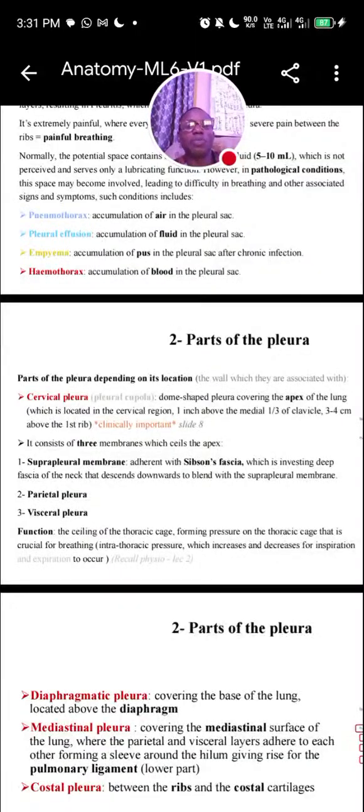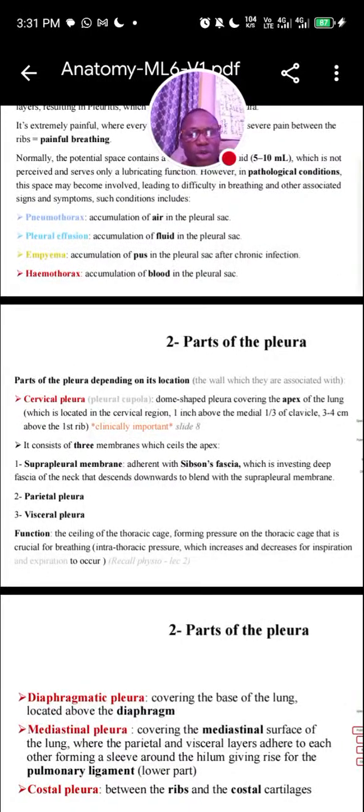Let's make progress. We said the cervical pleura is dome shaped. What else was dome shaped that we talked about? The diaphragm. You see how we are tapping these things, we are connecting. As it connects histology, we mentioned to you. Now, it covers the apex of the lung, which is located in the cervical region, 1 inch above the medial 1/3 of clavicle, 3 to 4 cm above the first rib. Can you imagine that?